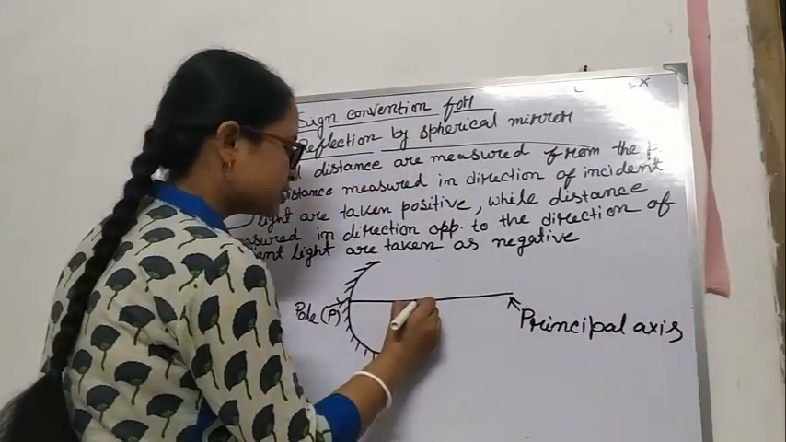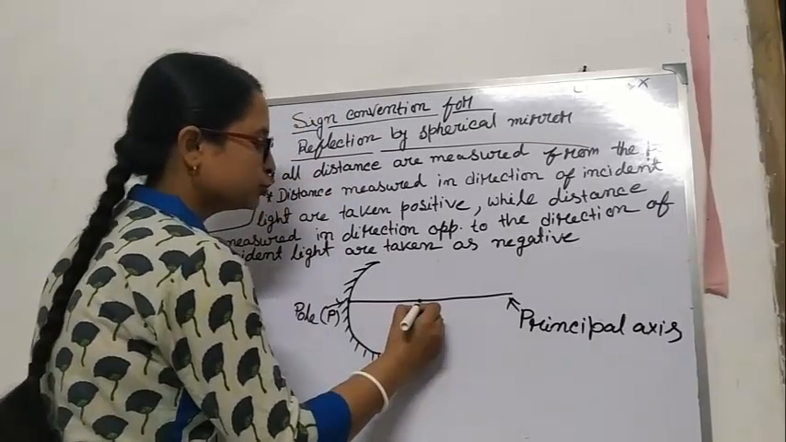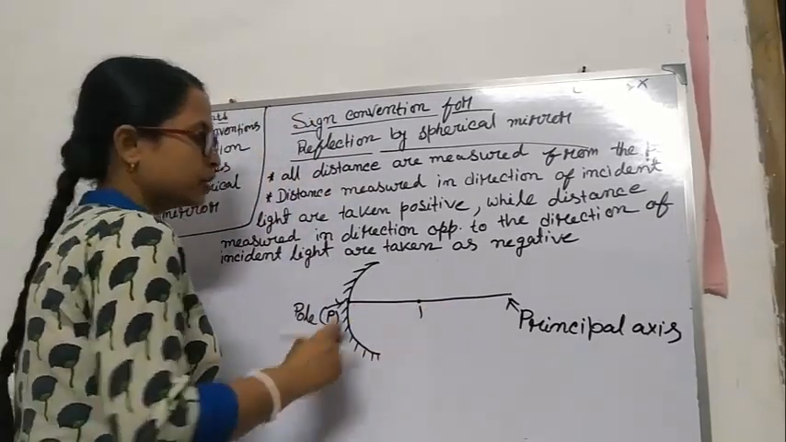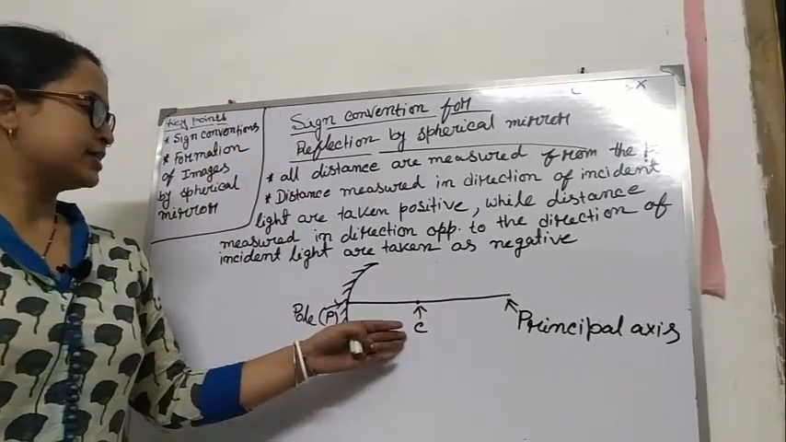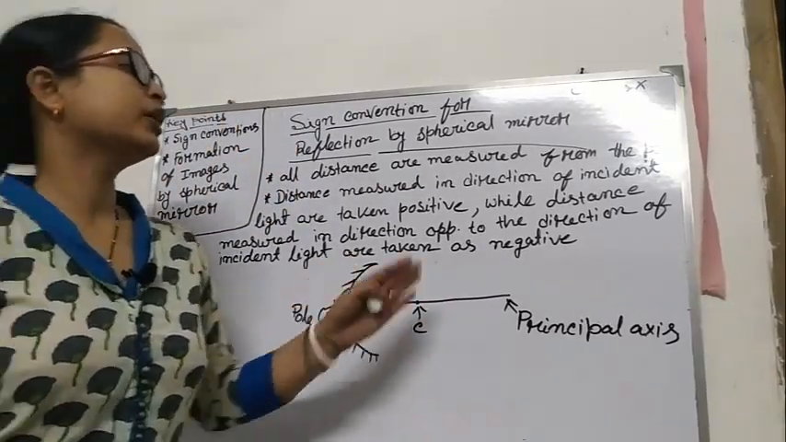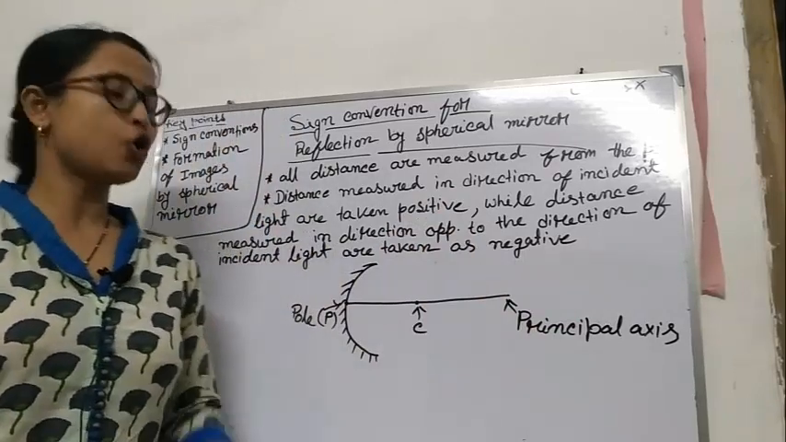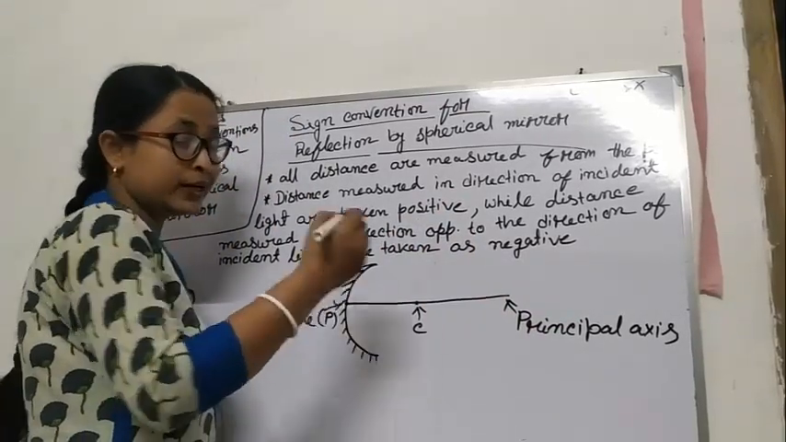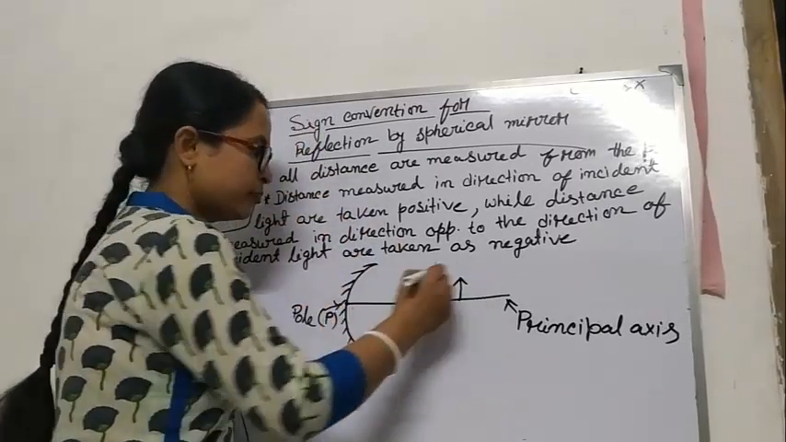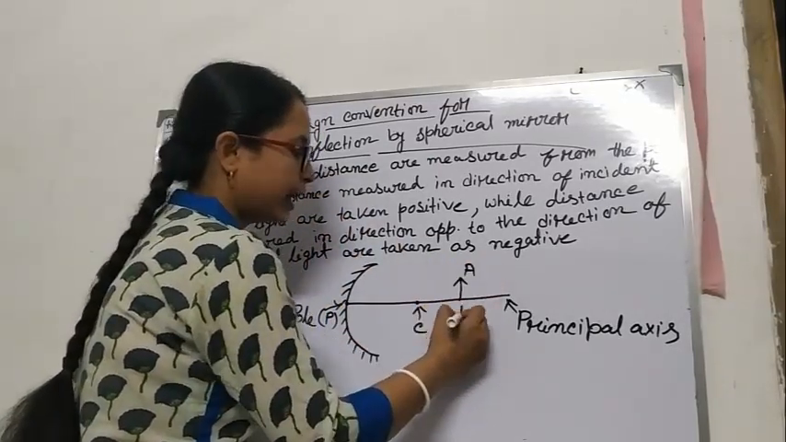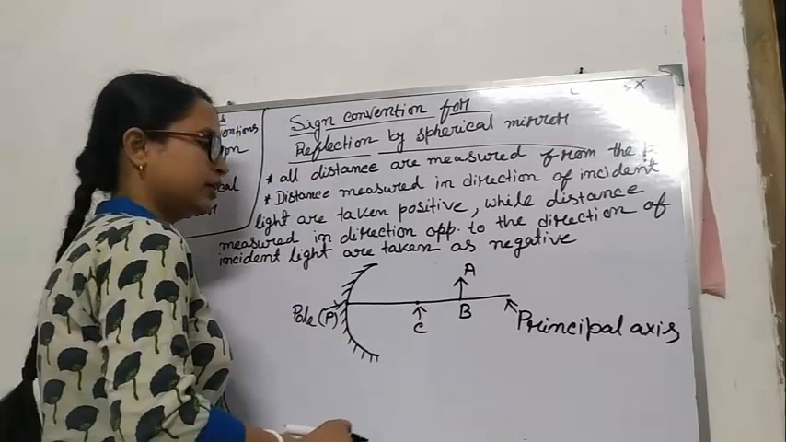Okay, and the center of the sphere is also known as center of the spherical mirror or center of curvature. It is represented by C. Clear? So whenever you measure the distance, it is always measured from the pole. Let me give one example. Suppose there is an object, let us represent it by AB. AB is an object. Clear?